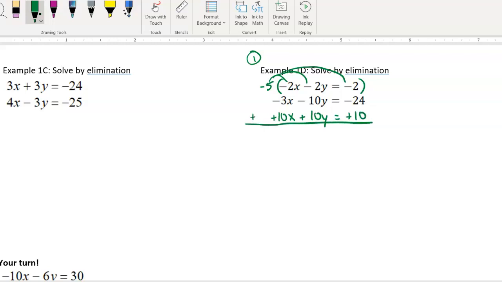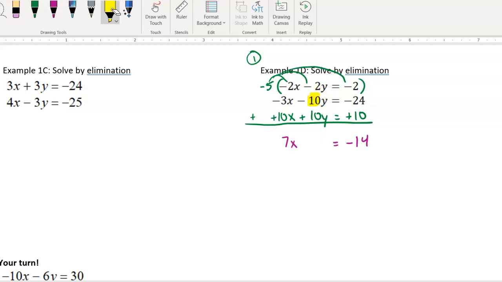Now watch what happens when I add these together. Negative 3x plus 10x, that's 7x. Negative 10y plus 10y, that's 0. And negative 24 plus 10 would be negative 14. So see what happened when I multiplied by negative 5, it created a positive 10y. So your goal is to pick a variable so that the values are the same but with opposite signs.